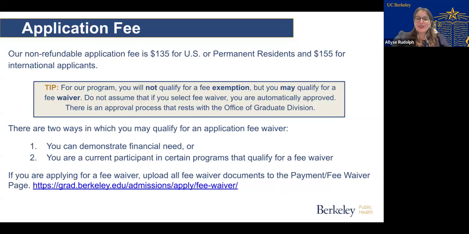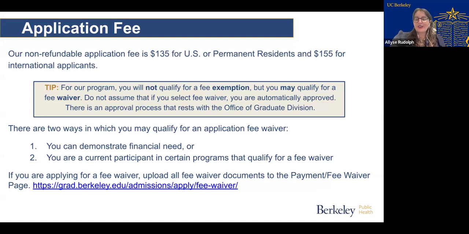All right. And as I mentioned earlier, there is also an application fee. This is $135 for US and permanent residents, and then $155 for international applicants. There is an option to request a fee waiver. And so this is handled actually through the Central Campus Graduate Division. It's not handled by Stephanie or myself, but there is an option to reach out to Graduate Division and request a fee waiver. And thank you, Stephanie, for providing the fee waiver information in the chat.